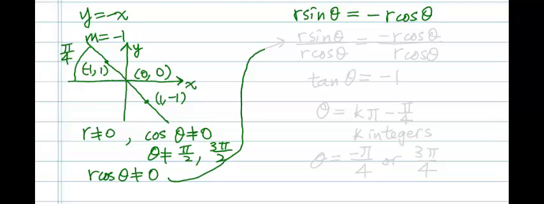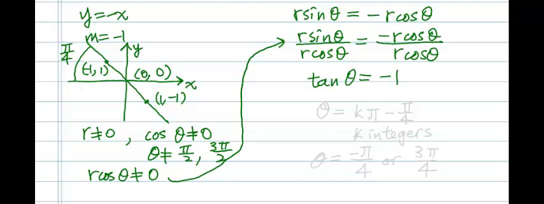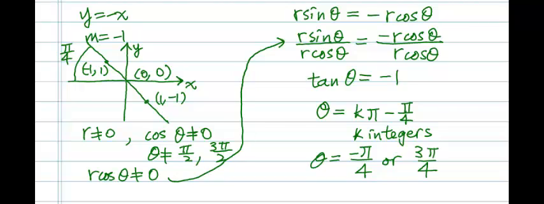We divide both sides of the equation by r cosine of theta. We get r sine of theta over r cosine of theta equals negative r cosine of theta over r cosine of theta. That means tangent of theta equals negative 1. And theta is k pi minus pi over 4, where k is any integer. Our answer, we can simply write theta equals negative pi over 4 or theta equals 3 pi over 4.